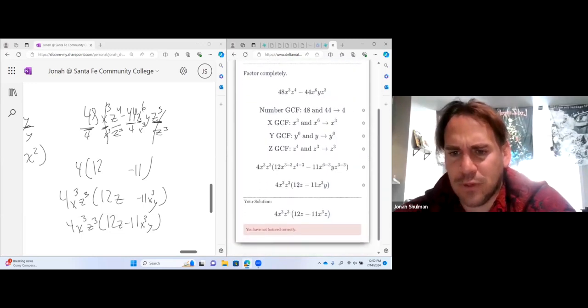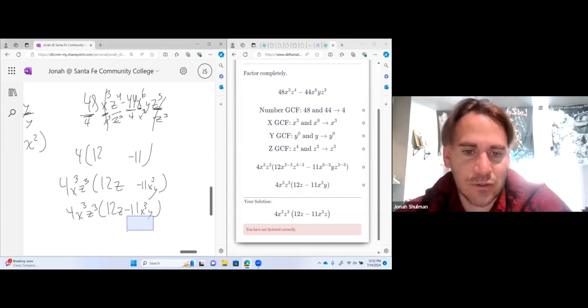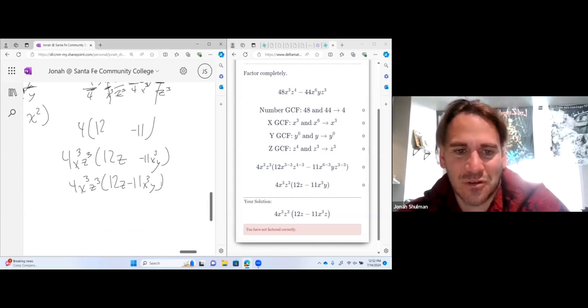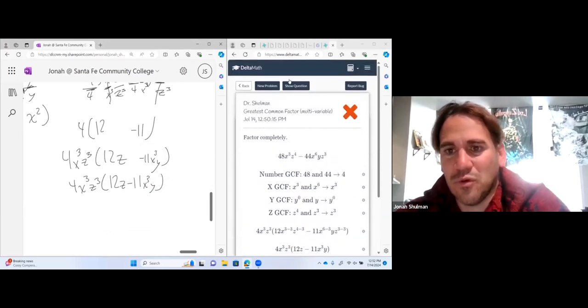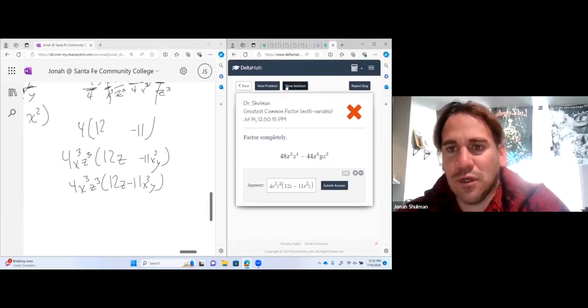What? Where'd I mess up? 4x cubed, z cubed, 12z minus 11x cubed, z. Oh, I have it right here. There's the y. I just wrote the wrong letter at the end. Should I do one more just for fun? Sure, here we go.